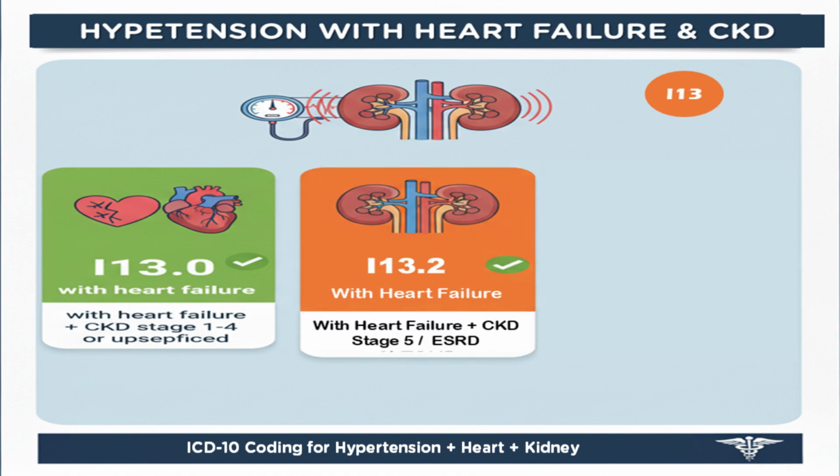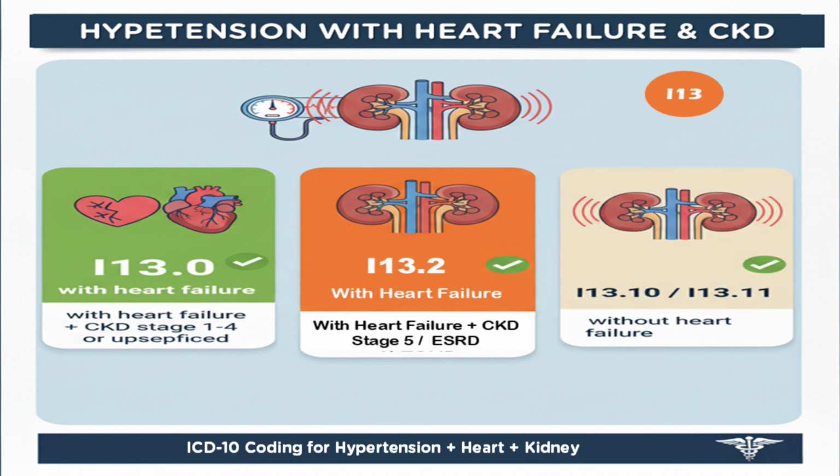However, if the patient has heart failure and end stage renal disease or CKD stage 5, the correct code is I13.2. This code captures the most severe combination of hypertensive complications. If heart failure is not present, you use I13.10 or I13.11.